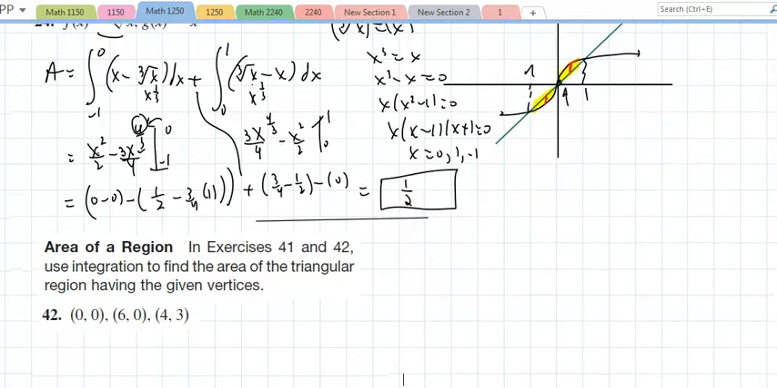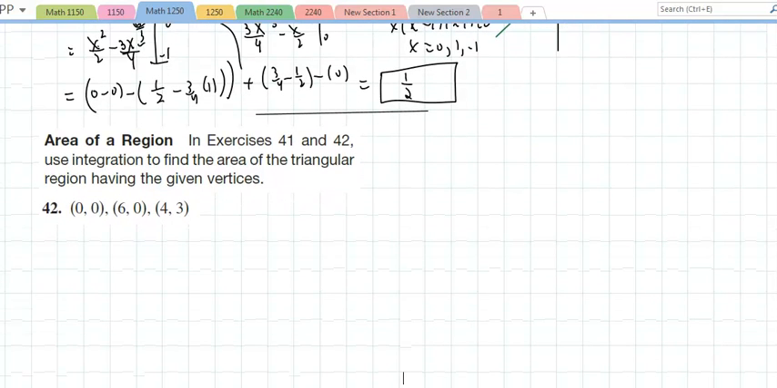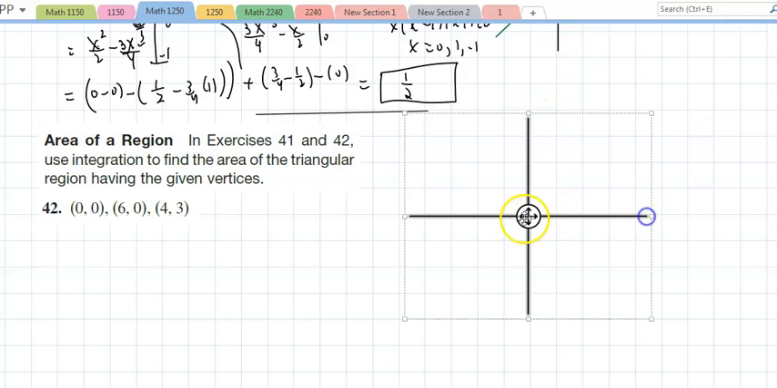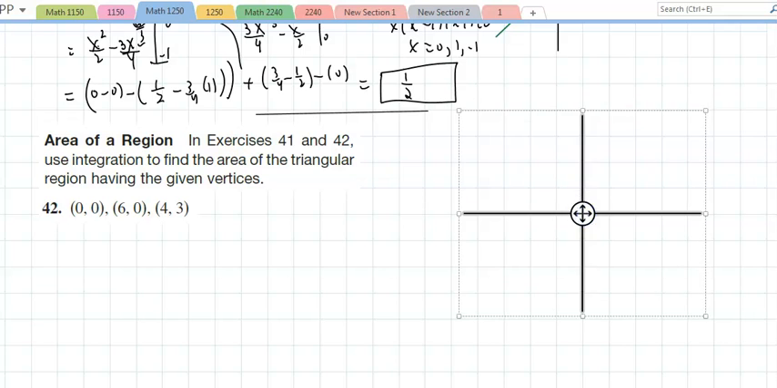And I rearranged the furniture. I'm going to do this problem now. It says, use integration to find the area of the triangular region having the given vertices, a quick graph. And let's see how this works. This runs 0, 0, 6, 0, and 4, 3, with the grid marked 1, 2, 3, 4, 5, 6. So this triangle.